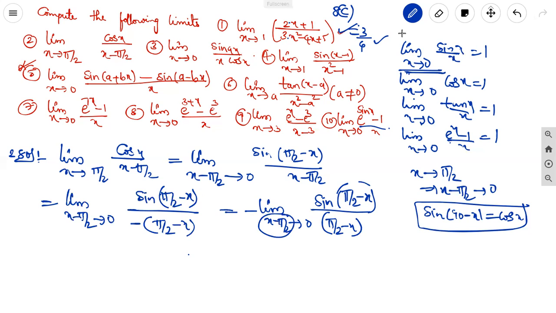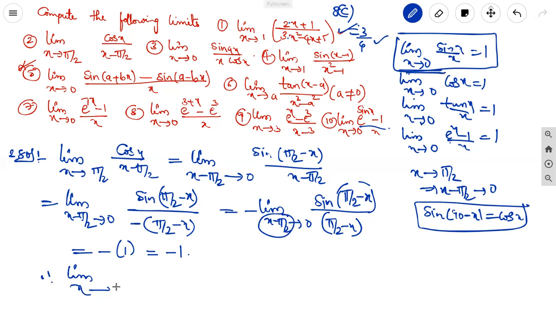Why? Because limit x tends to 0, sine x by x equal to 1. So limit x minus pi by 2 tends to 0, sine of pi by 2 minus x by pi by 2 minus x is equal to 1. This is minus of 1, equal to minus 1. Therefore, limit x tends to pi by 2, cos x by x minus pi by 2 equal to minus 1 is the answer.